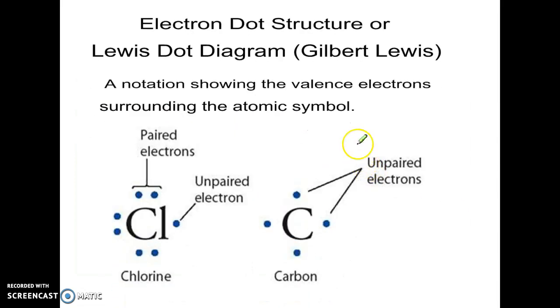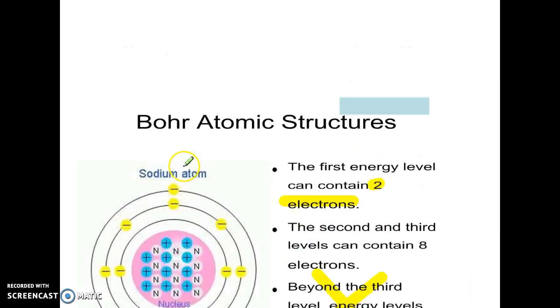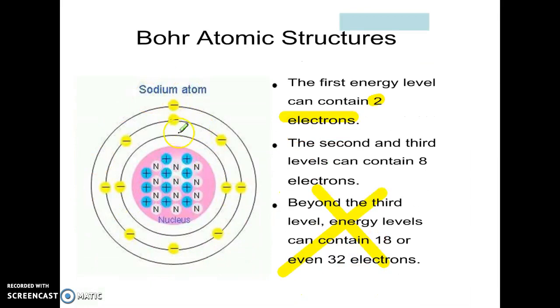Lewis dot structures are really simple. If you know how to find electron dot diagrams, instead of having to draw an entire atom like this, like we did yesterday in the electron level lab, we had to figure out how many electrons it had in the outermost shell.